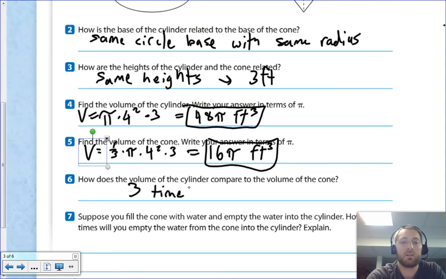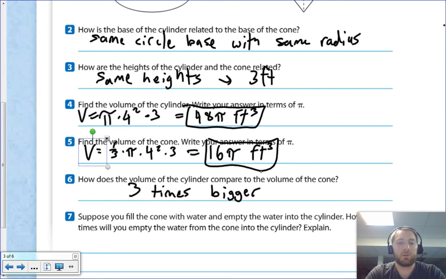And one thing that I like to do in class would be to take a cone and take a cylinder that's the same height and the same circle base, and actually take water and see if it fills up 3 of them. And it does, which just shows that a cylinder is 3 times the size of a cone that has the same height and radius.